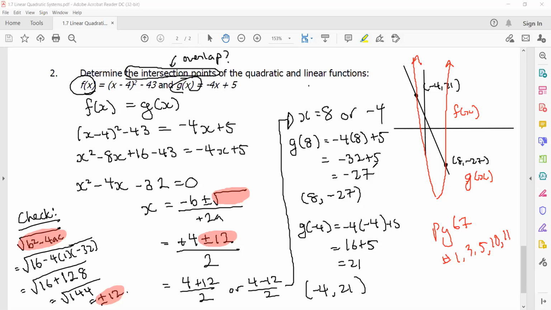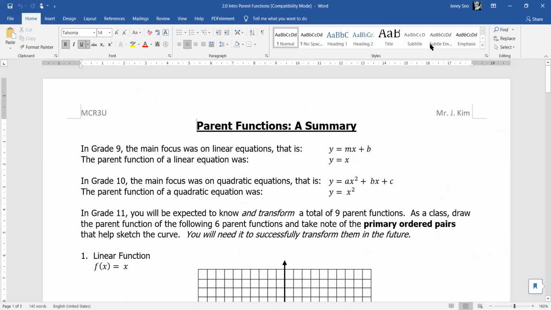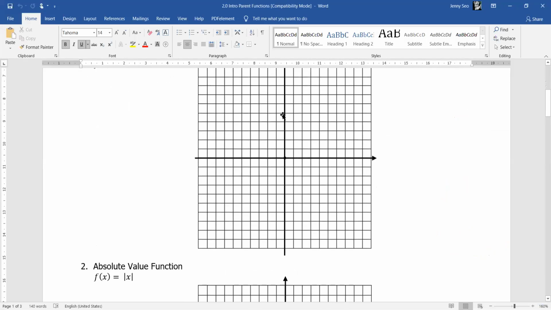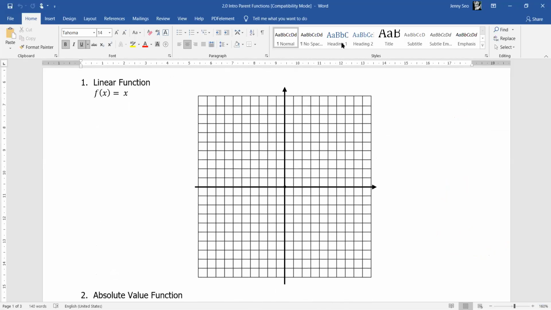Okay? So I'm going to close this. I'm going to clear this for a second. And I'm going to share our 2.0 intro parent functions page. I hope you can see it.